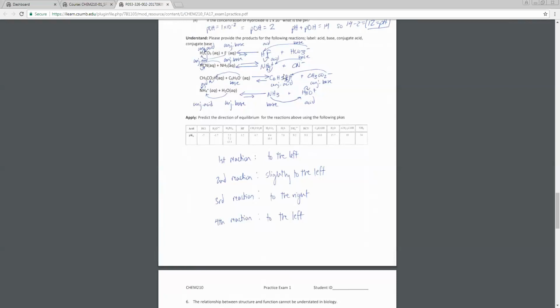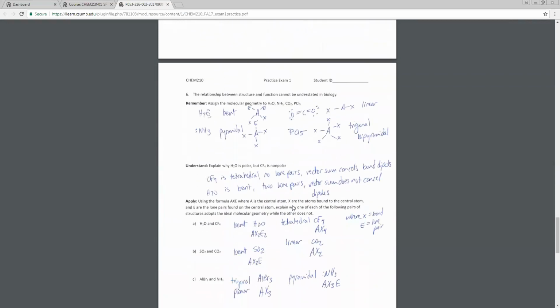Here it's going to prefer to go to the right because my acetic acid is going to have a lower pKa than my phenol. And here H3O+ is going to have a lower pKa than NH4+, so it prefers to the left. So first reaction is to the left, second reaction is slightly to the left, third reaction is to the right, fourth reaction is to the left.